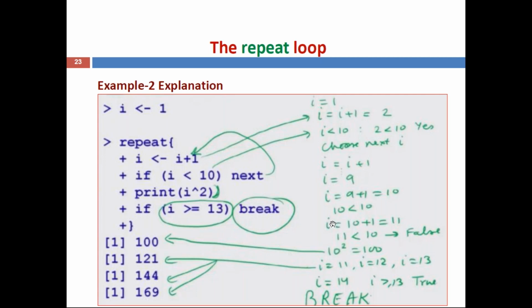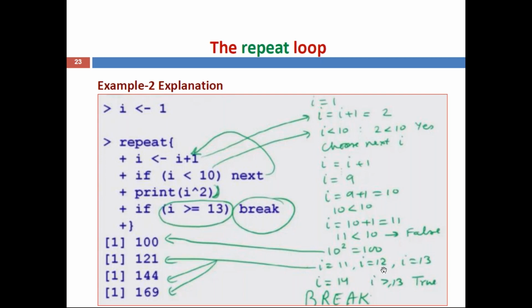So for the value 10, it satisfies the condition. The minimum value of I is 10, so it takes 10 power 2, 100. Next time the I value is increased by 1: 10 plus 1, 11. That is 11 power 2, 121. Next value 12, that is 12 power 2, 144. Next value 12 plus 1, 13, then 13 power 2, 169. So till this condition is satisfied.